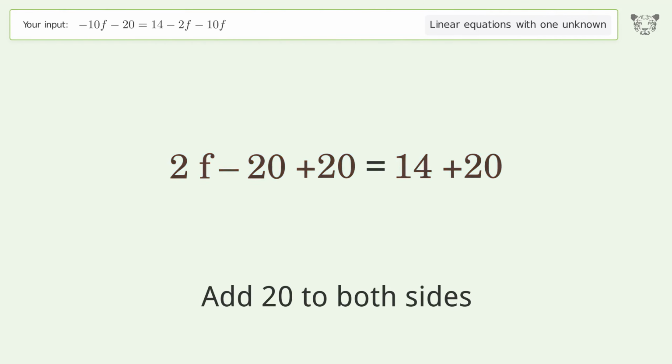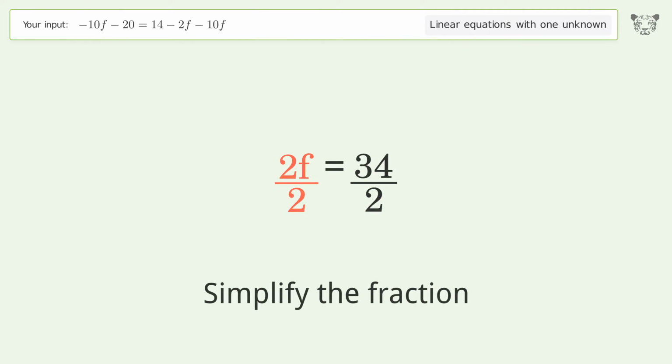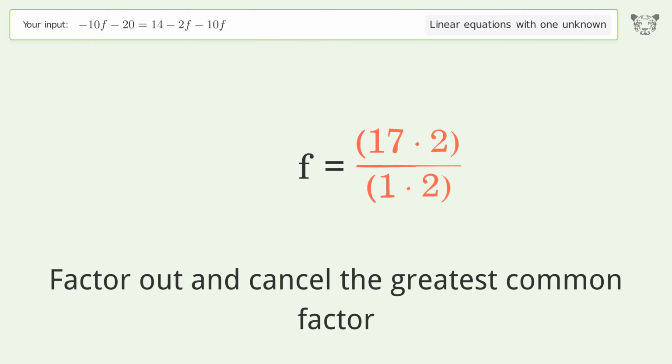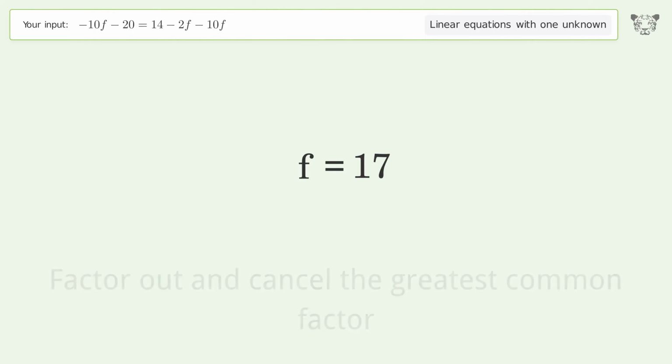Isolate the f. Divide both sides by 2. Simplify the fraction. Find the greatest common factor of the numerator and denominator. Factor out and cancel the greatest common factor. And so the final result is f equals 17.